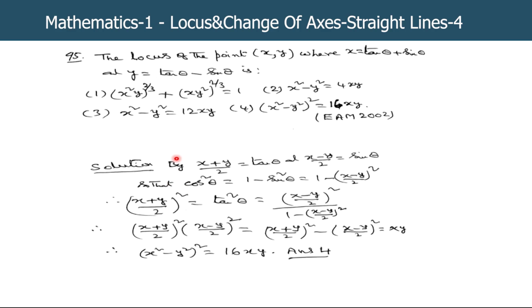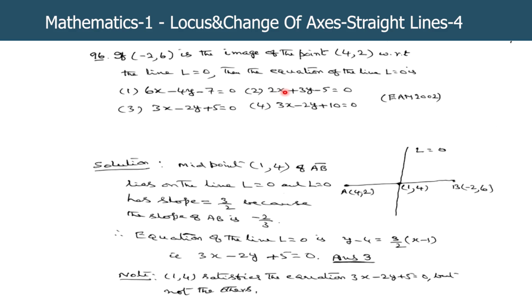So from the given hypothesis, x plus y by 2 is equal to tan theta and x minus y by 2 is equal to sin theta. So cos square theta is equal to 1 minus sin square theta, which is 1 minus x minus y by 2 whole square. So now you know that x plus y by 2 whole square is equal to tan square theta, which is sin square theta by cos square theta, which is x minus y by 2 whole square by 1 minus x minus y by 2 whole square. Now if you simplify it, you will get x square minus y square whole square is equal to 16xy. So the correct option is number 4.